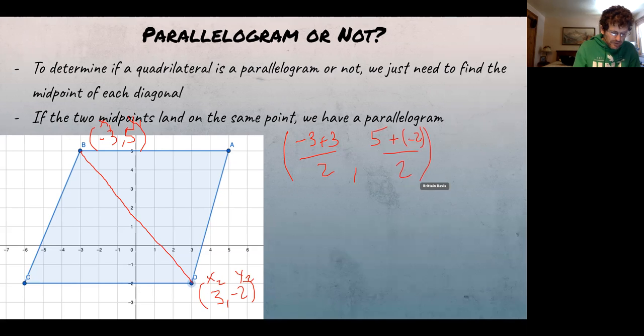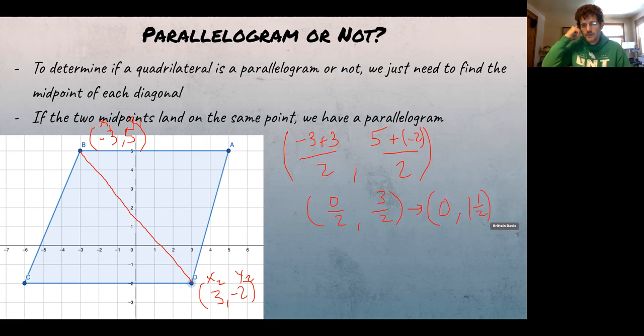Okay, so now -3 plus 3 is 0. 5 plus -2 is going to be 3. And my final coordinate here is going to be 0. 0 over 2 is just the same as 0. And then I could keep this as 3 halves if I want. I could write it as 1 1/2. I could write it as 1.5. Here, it doesn't really matter how you choose to write it. I'll just write it as 1 1/2 for right now.